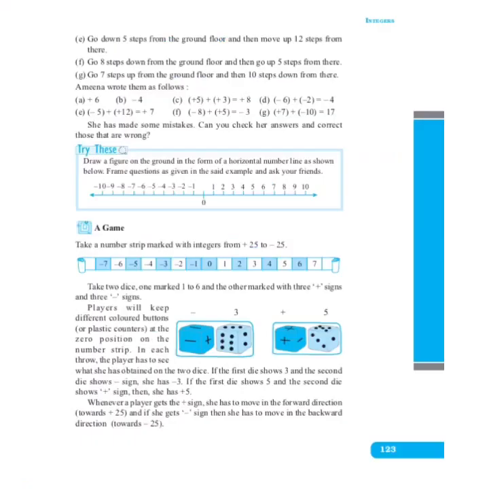Now the next one is go down 5 steps from the ground floor and then move up 12 steps from there. Okay, children, so here what we will do, we will go down from the origin, that is from the ground floor, we will go 5 steps down. Okay, we will reach minus 5 and then again we have to come above 12 steps. Okay, so what we will do, we will add 12 to minus 5.